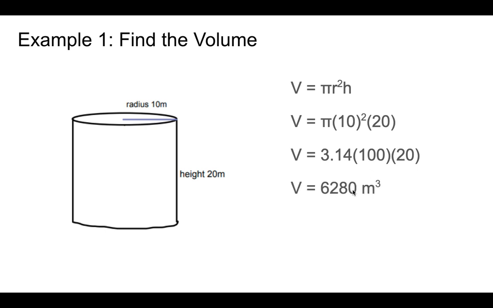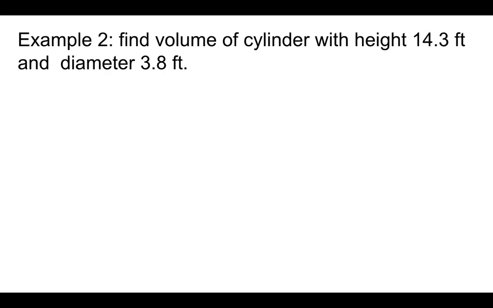6,280, and it's going to be meters cubed, remember, because we've got meters times another meter. So we have three dimensions, right? If you use your pi button, it won't be this exactly. It'll be around this, but it'll be a little different because you'll have different decimal places. Okay, so that's how you find the volume of a cylinder.